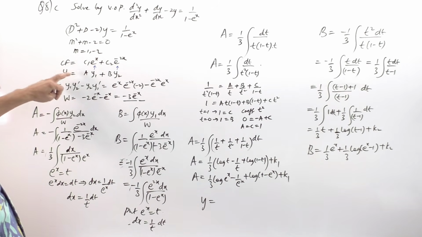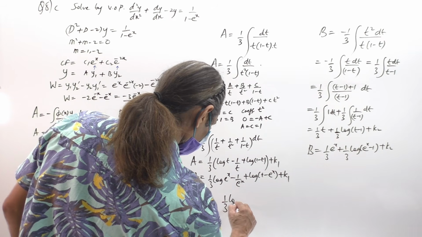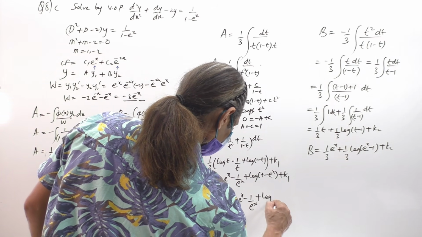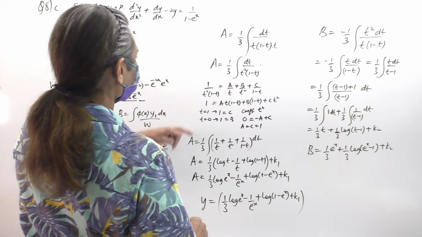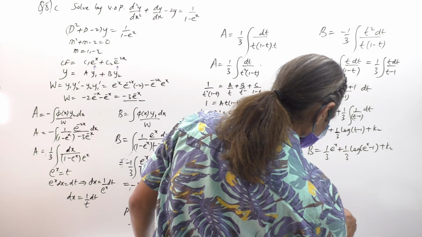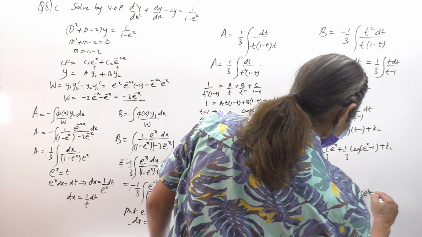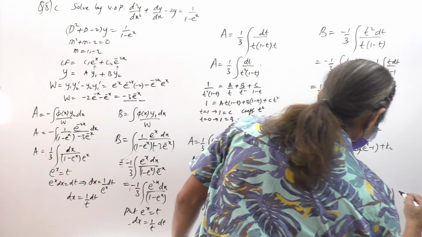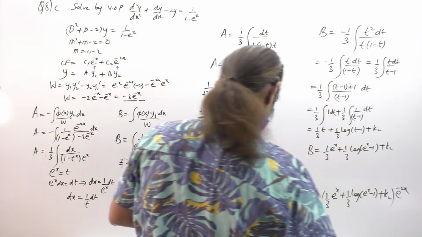Therefore, the solution is y is equal to a y1 plus b y2. What is a? A is found to be 1 by 3 log of e raised to x minus 1 upon e raised to x, log of 1 minus e raised to x plus k1 into e raised to x, plus 1 by 3 e raised to x plus 1 by 3 log of e raised to x minus 1 plus k2 into this e raised to minus x. Yeah, that's the solution, a lengthy solution.